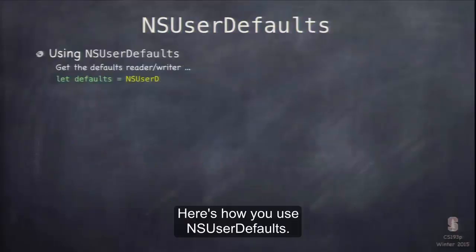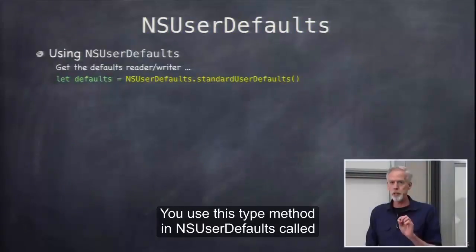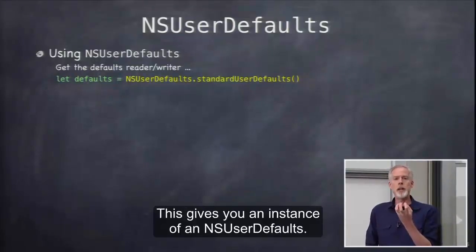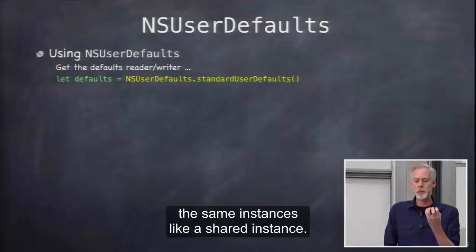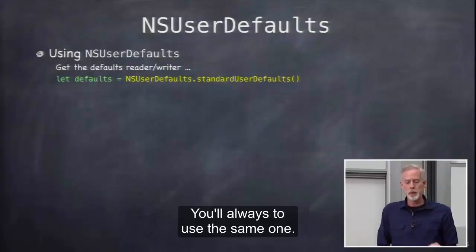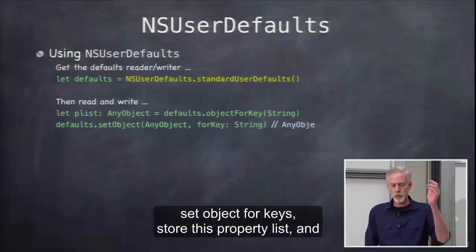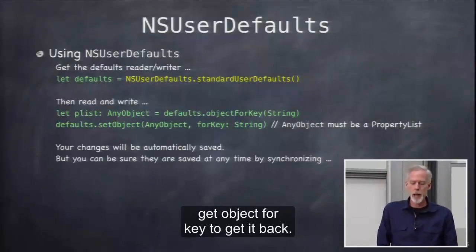Here's how you use NSUserDefaults. You use this type method in NSUserDefaults called standardUserDefaults. This gives you an instance of an NSUserDefaults. You're always going to use this same instance. It's like a shared instance. We always use the same one. And then you just send it messages like setObject forKey, store this property list, and objectForKey to get it back.